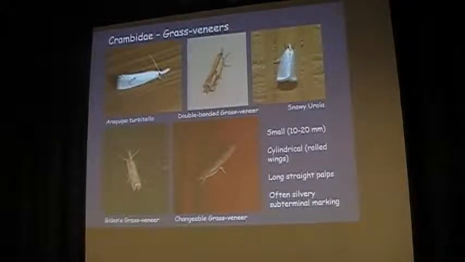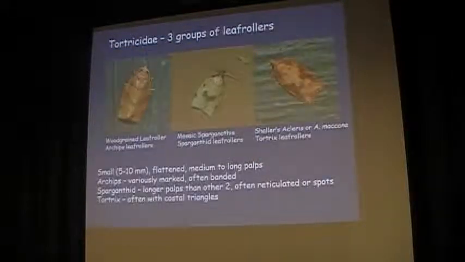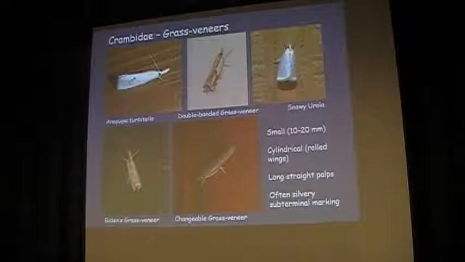Then you have the grass-veneers, which you mentioned earlier. Small, again, these are still micromoths, 10 to 20 millimeters. They almost look cylindrical. See how the wings are sort of rolled up like this? Unlike these guys, which are flattened, these are highly three-dimensional. They're round, kind of. And again, they have these long, straight palps. See how the palps stick out, especially on this one. It's really good. They often have silvery edges to the wings.